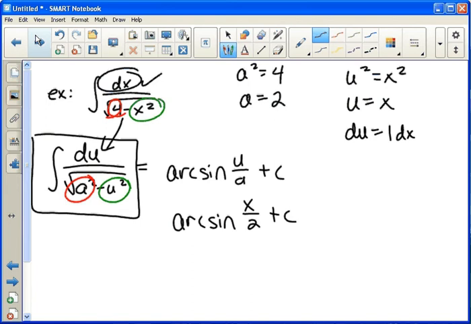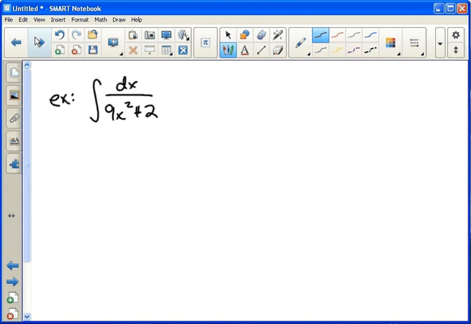Alright, next up we have the integral of dx over 9x squared plus 2. This does not have a square root, so automatically you know it's going to be tangent. It's also got a plus, which none of the others have, so it's got to be arctangent. So I'm going to write the rule down here.